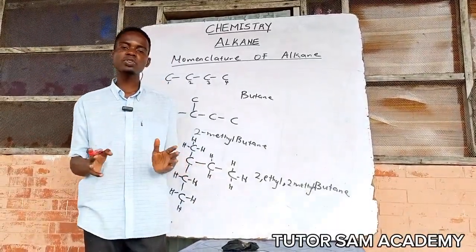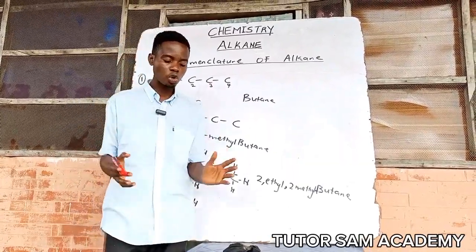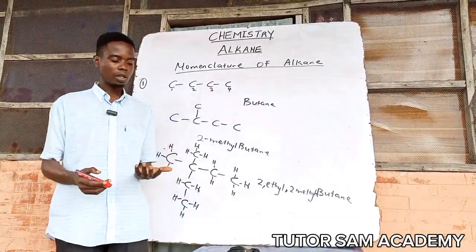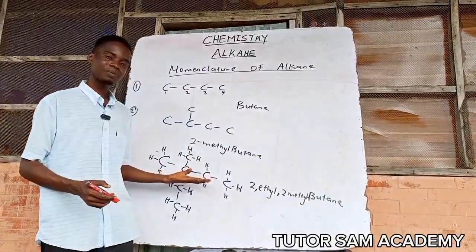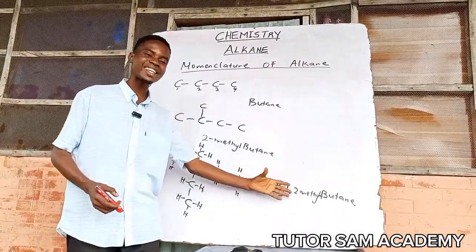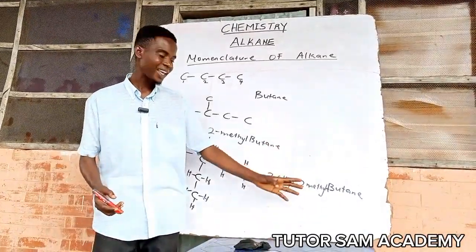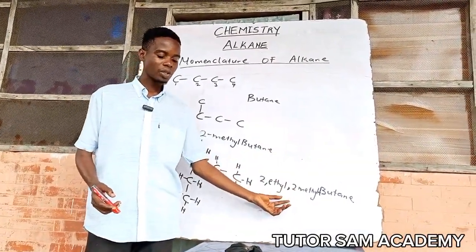We can also use prefixes like di, tri, tetra, added in front of each substituent if there is more than one. For instance, if I have 2 ethyl, that will be 2,2-diethyl. If it is 3, it will be 2,2,3-triethyl. So that is how you name.